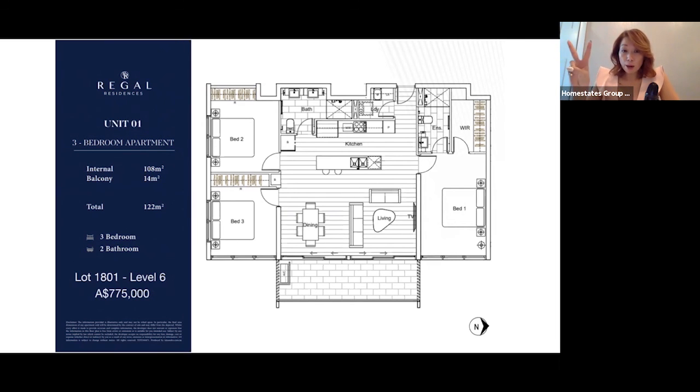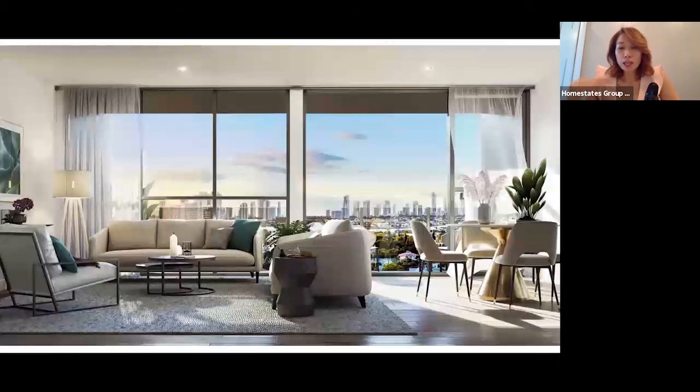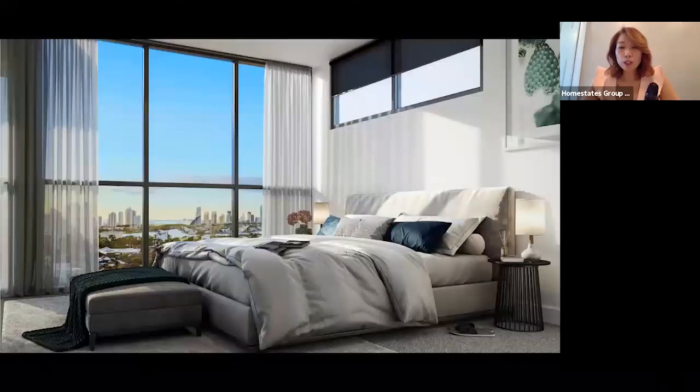It comes with 2 car parks, and this one's on level 6, and obviously has that wonderful water view as well. Just to give you an idea of what the water view looks like, as I mentioned, it's not right onto the beach. You're not going to get just the horizon and the beautiful blue sky. But I think this is beautiful. This is an artist's impression from the living room. And you can also see from the bedroom. So you can see the horizon in the background.